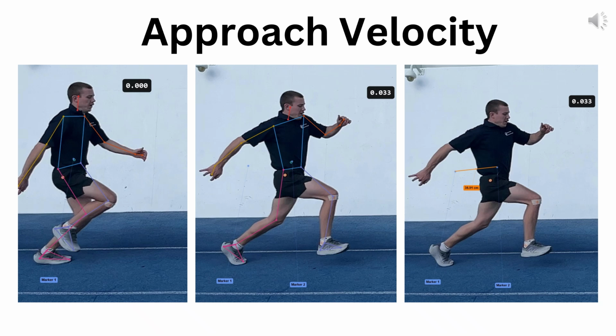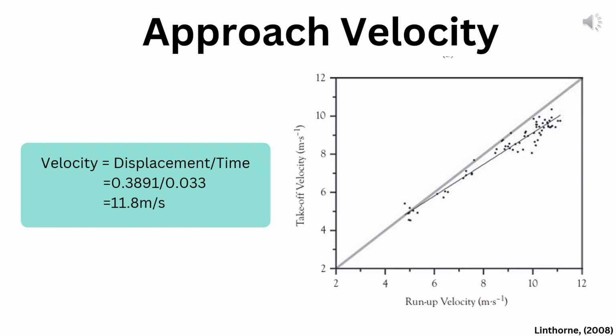So the first critical feature analyzed is approach velocity. Now, this is the velocity of the runner in the approach phase, which is the running phase prior to when the takeoff foot touches the ground. This approach velocity was measured in Kinovea using the human model tool to calculate center of mass in two different frames, which were 0.033 seconds apart. And then the distance between these two sites was measured. And from this, we're able to calculate the velocity, as you can see here, 11.8 meters per second.